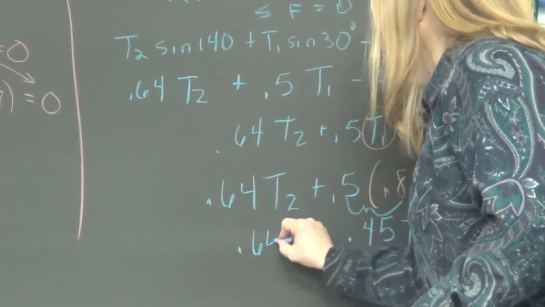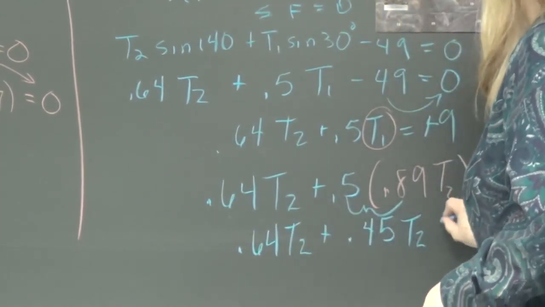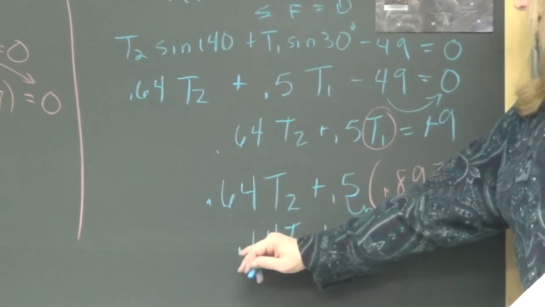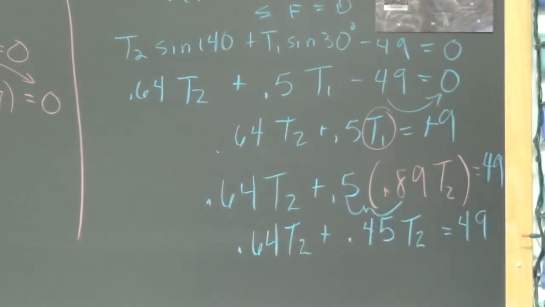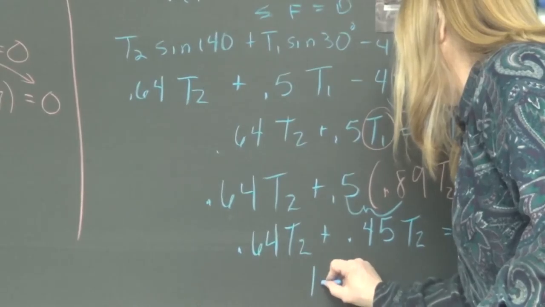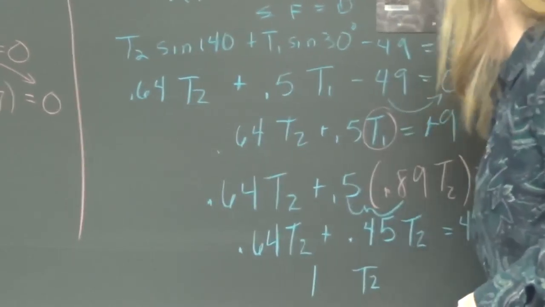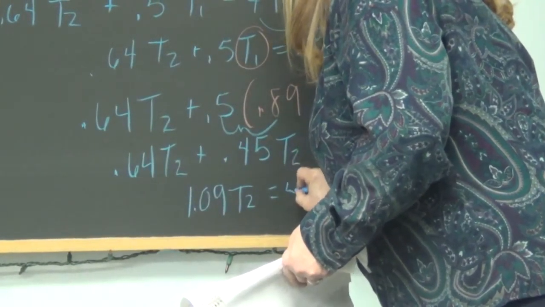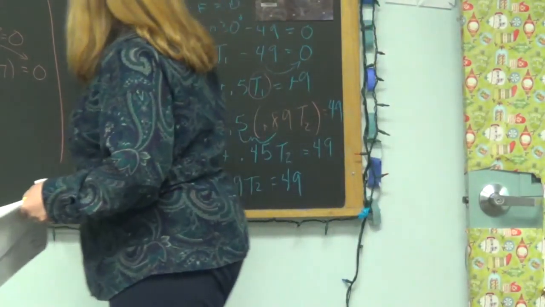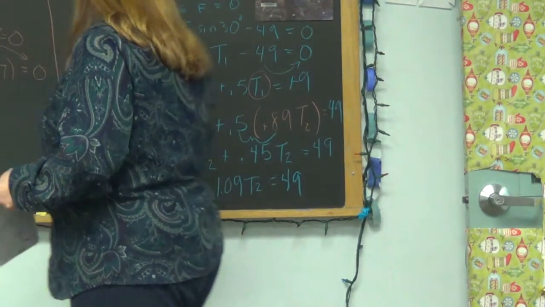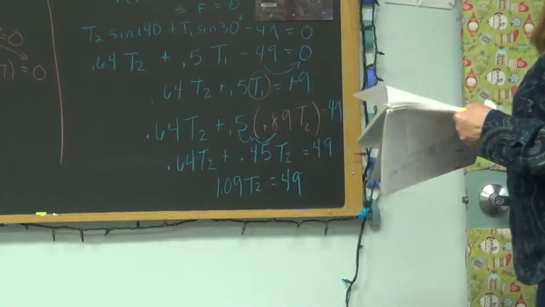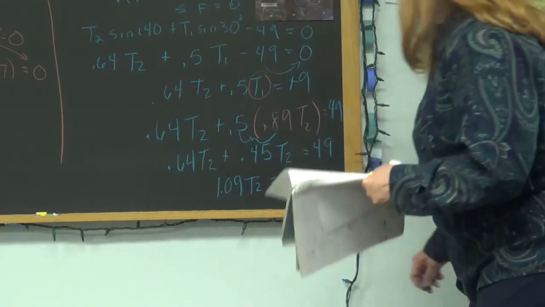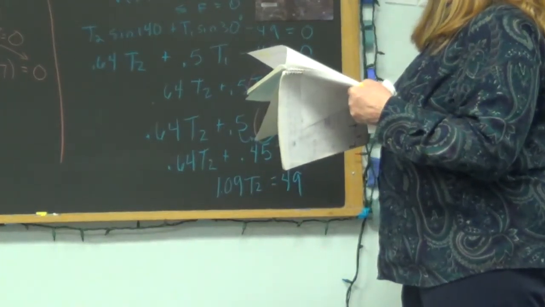And we have a 0.64 T2. Now they're like terms, so I want to add 0.64 plus 0.45. That's 1.09. 1.09 T2 equals 49. So you get the grand finale step. You're going to divide both sides by 1.09. And what did you get? It equals 44 point something, you can round it up to 45.